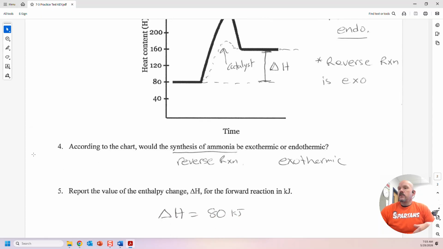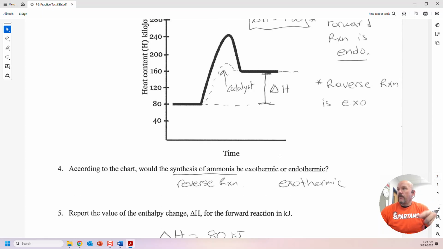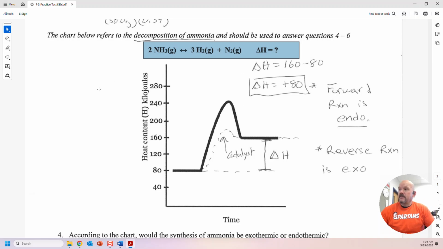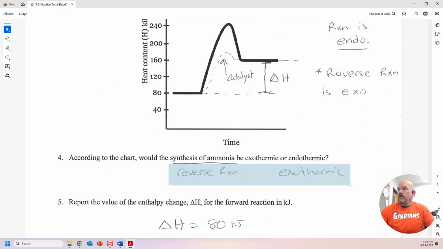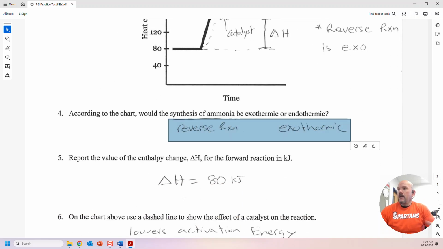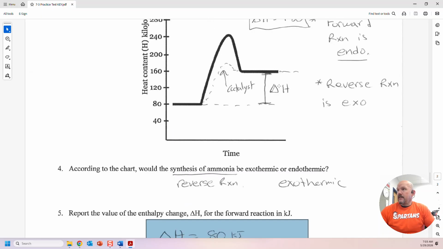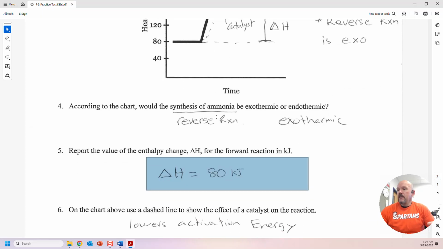According to the chart, would the synthesis of ammonia be exothermic or endothermic? Well, the decomposition is endothermic, so that means the synthesis is exothermic. We're talking about the reverse reaction. We just said the delta H is the difference between this value and this value. It's just, is it positive or is it negative? In this case, the forward reaction is positive.